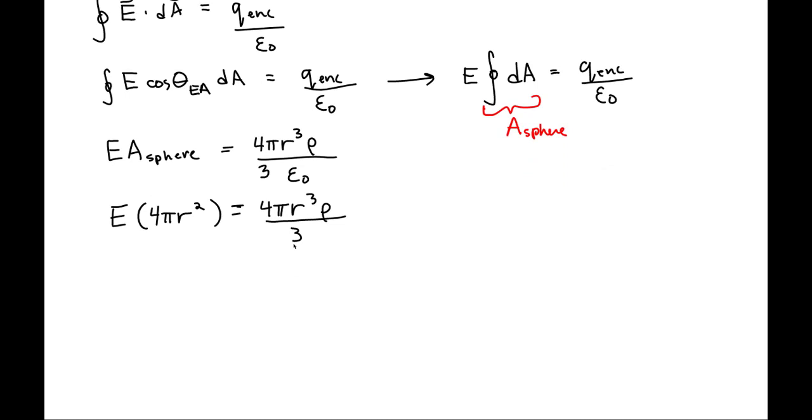we are now ready to evaluate the electric field once we do some simplifications. We have a 4 pi on the left that cancels with a 4 pi on the right. We have an r squared on the left that cancels with an r squared on the right. This means that the electric field, oh, and there's an epsilon naught over here at the bottom. So this means that the electric field is equal to 1/3 rho r over epsilon naught.